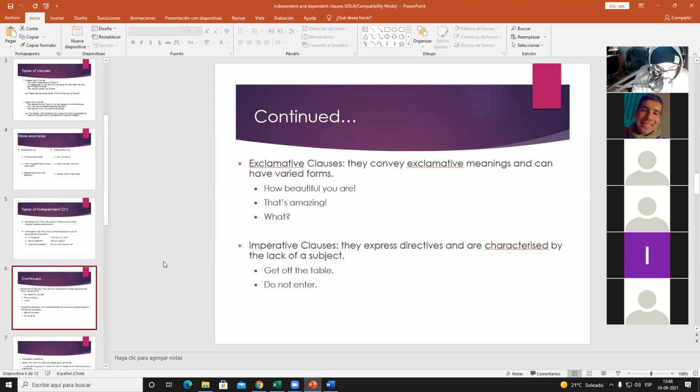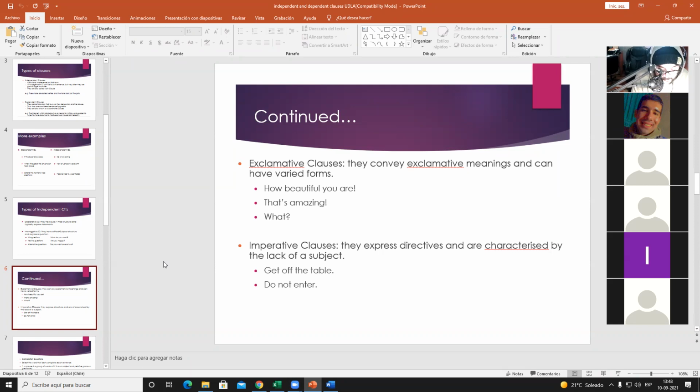Then you have also, inside of independent clauses, exclamative clauses because they convey exclamative meaning, like, for example, the ones that are in the slide. I won't say much about that. And finally, perhaps the rarest, not in terms of frequency, but in terms of formation, is the imperative clause, because they are very different from the rest of the independent clauses because they don't have a subject, right? Therefore, they break this valency pattern rule.